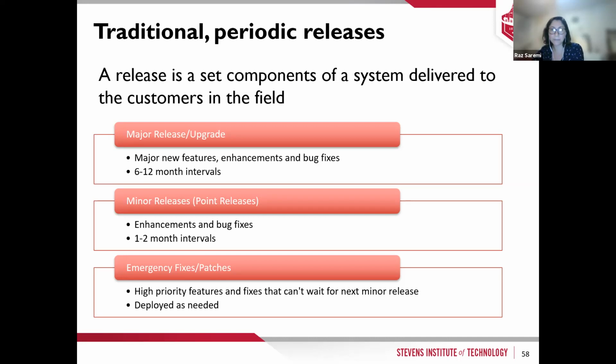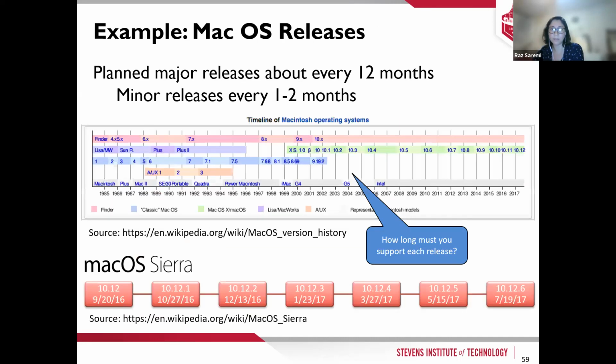This was an example of Mac OS releases between 1985 and 2017. As you see, different projects take different times. The Finder was there the entire time. But for Classic OS, it started from 1984, and then somewhere around 2002, it stopped at version 9.2.